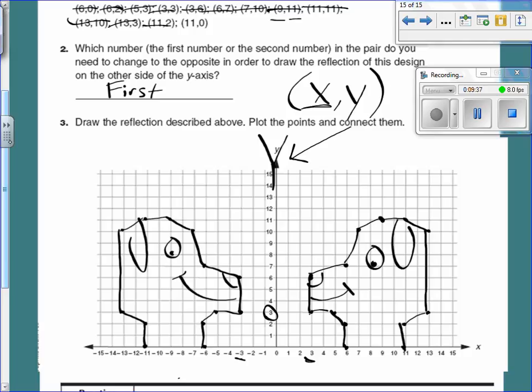So when you're remembering reflections from today's lesson, the key thing to remember is all you're changing is the first number. And if you have a positive 3, you're turning it to a negative 3. If you had a positive 9, you're turning it to a negative 9. But the y-axis number, this second number right here, stays the same. When they're asking you for a reflection, all they're asking you to do is change the x number, change it into a negative number. So if you had positive 3, negative 3, positive 6, negative 6. If you can remember that, you'll do just fine with reflections.